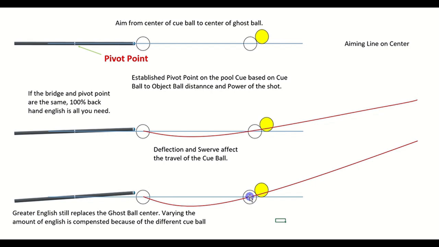In essence, pivot English is about strategically pivoting the cue on the established pivot point of the cue to achieve accurate spin application. If you happen to bridge on the pivot point, you can use 100% backhand English for spin application, ensuring a precise return to the exact contact point of the object ball.